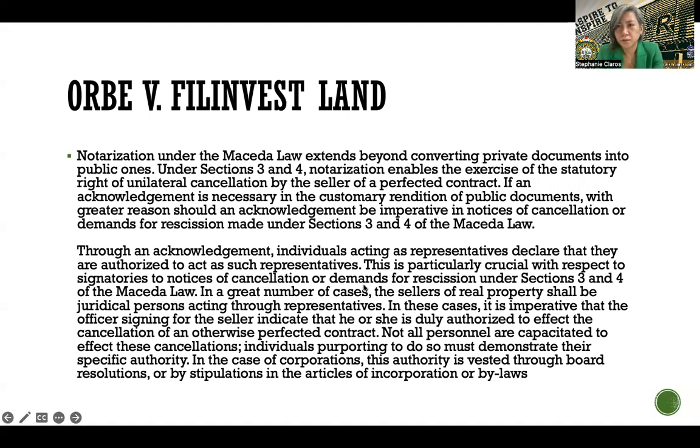The Court here said that if acknowledgement is necessary in the customary rendition of public documents, with greater reason should an acknowledgement be imperative in notices of cancellation or demands for rescission made under Sections 3 and 4 of the Maceda Law.